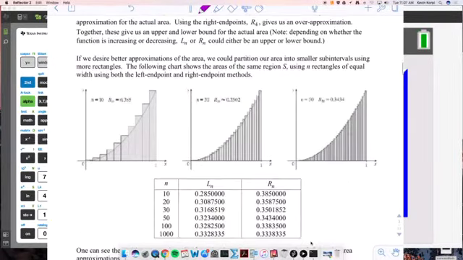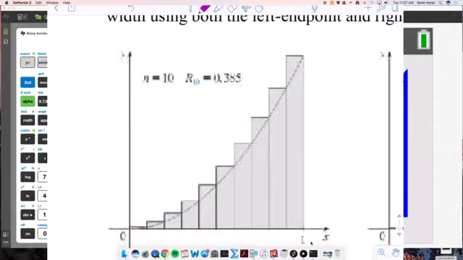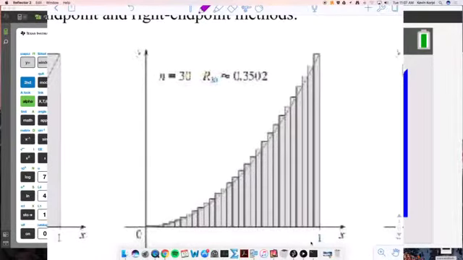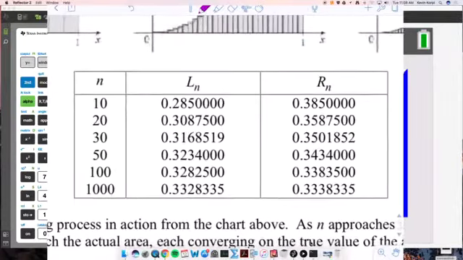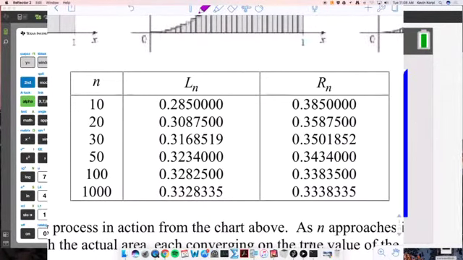So anyway, here's the picture that we really don't have to look at anymore because we had Skylar's little Java applet. But if you take that same region and you use 10 rectangles, then the right endpoint is 0.385. If you increase the number of rectangles to 30, then the right endpoint is 0.3502, which is a little bit too big. If you use 50 rectangles, it's still too big, but by less, 0.343. After 50, it gets really hard to show the rectangles. So if you just go to tabular format, at 100 rectangles, the right endpoint is 0.338. At 1,000 rectangles, the right endpoint is 0.33383.